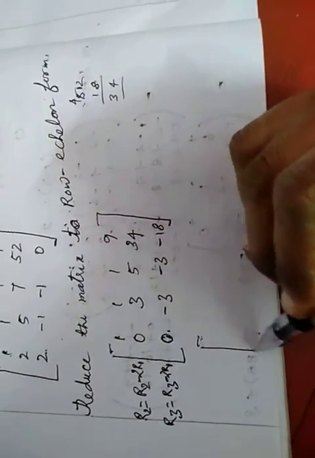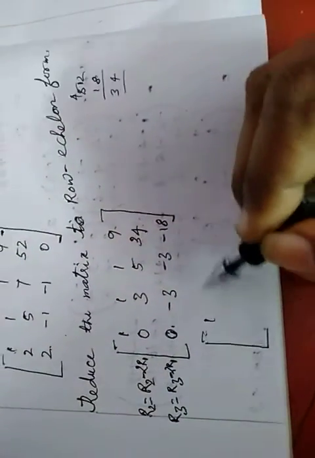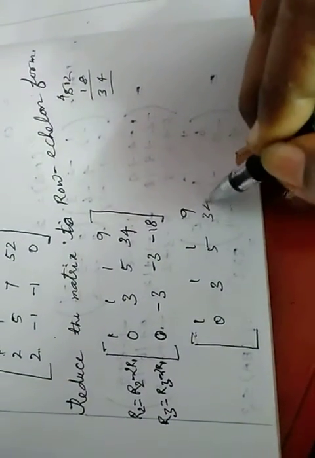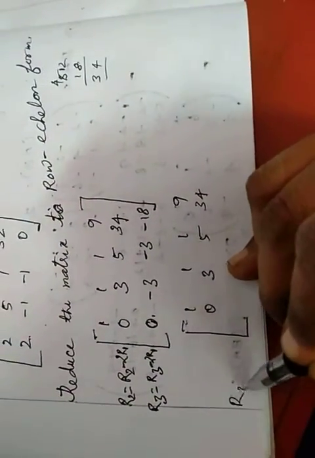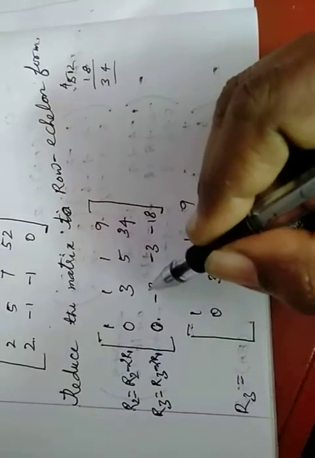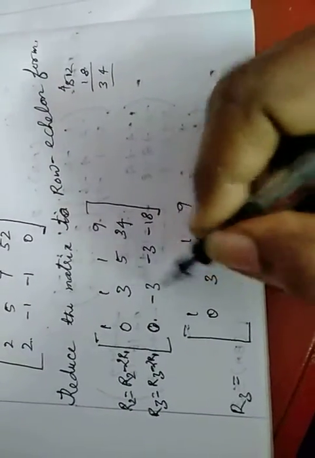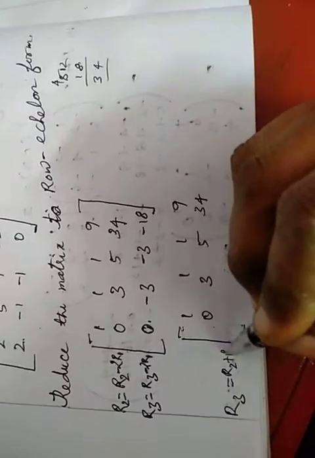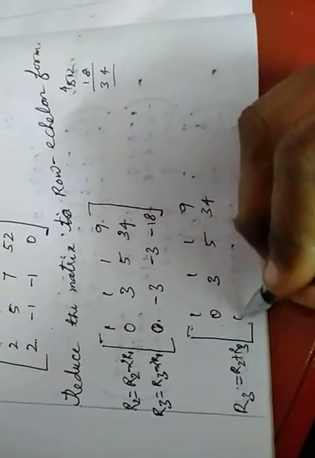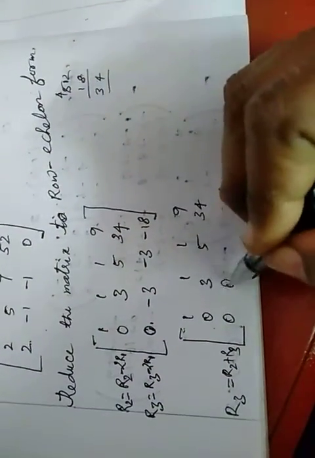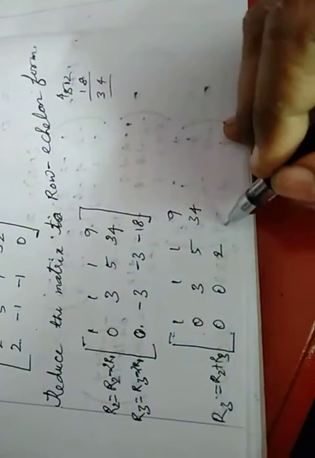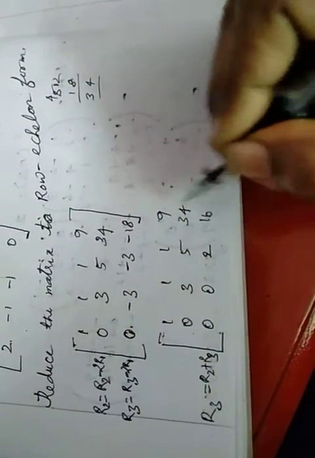Clear, children? So the first two rows will be as such: 1, 1, 1, 9, 0, 3, 5, 34. In order to make this element 0, it is enough if you add both these. 3 minus 3 is 0. So row 2 plus row 3. 0 plus 0 is 0. 3 minus 3 is 0. 5 minus 3 is 2. 34 minus 18 is 16.